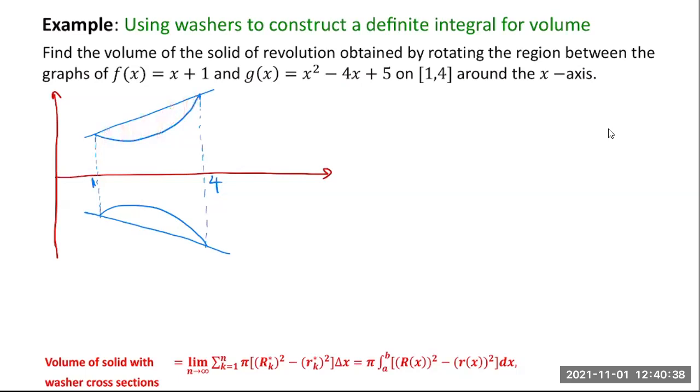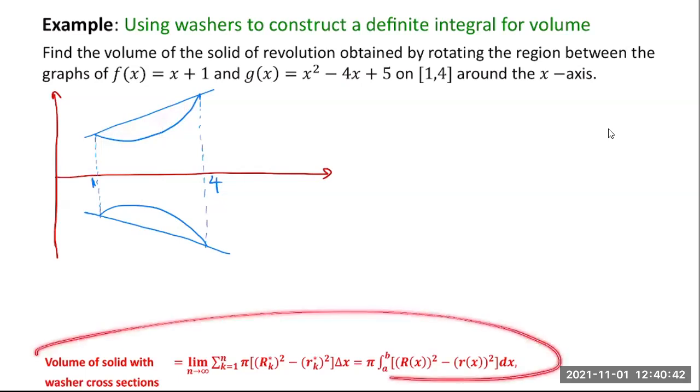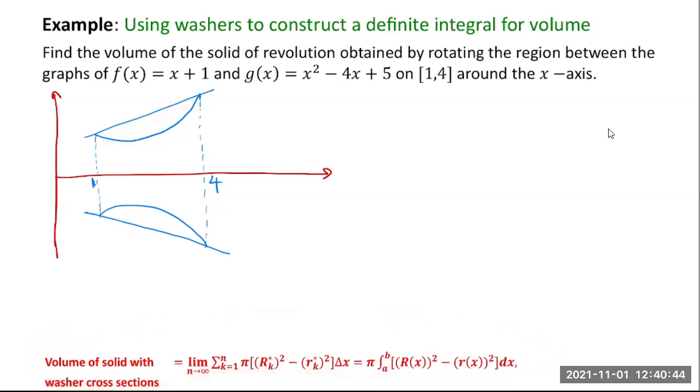Okay, so this is a straightforward application of the previous theorem. So we can use this definition. First of all, to apply this definition to find the volume of the solid obtained by rotating this region about the x-axis, you need to identify the lower radius and the upper radius. What is your upper radius? What is your lower radius?